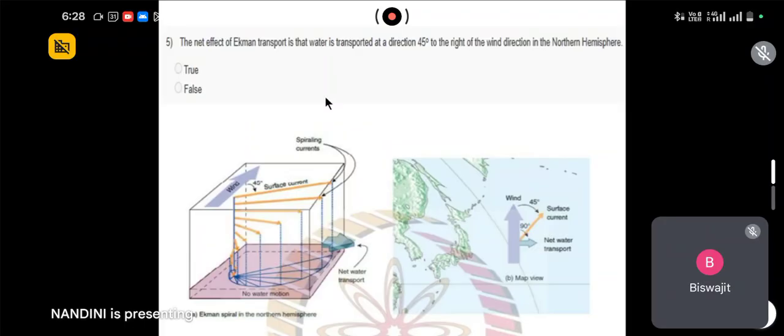Now the next question. The net effect of Ekman transport is that the water is transported at a direction of 45 degrees to the right of the wind direction in the northern hemisphere. Is it true or false? So what is meant by Ekman transport? I will just explain once. Let me add one additional slide.